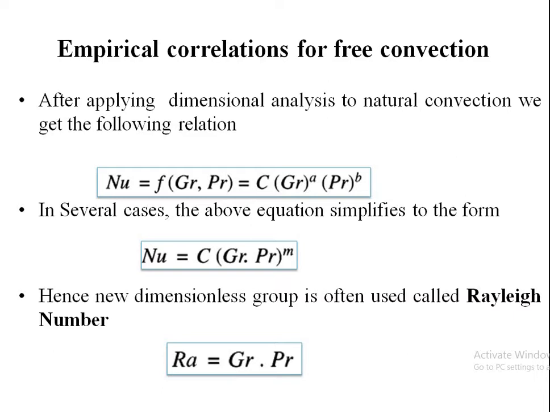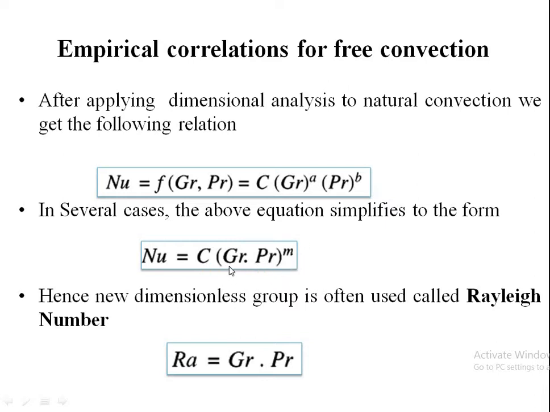Now, in free convection, whatever correlations there are revolve around this relation only, that is, Nu equals C multiplied by Gr raised to a multiplied by Pr raised to b, and these constants C, a, b vary according to the geometry and the flow condition. In several cases, the above equation simplifies to the form Nu equals C multiplied by (Gr multiplied by Pr) raised to m, where C and m are constants.